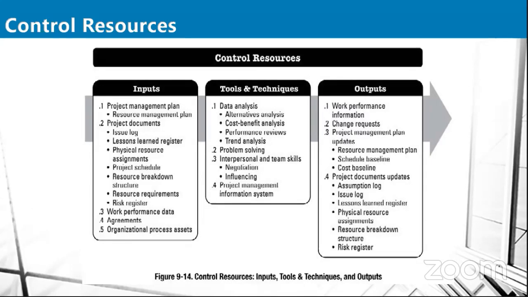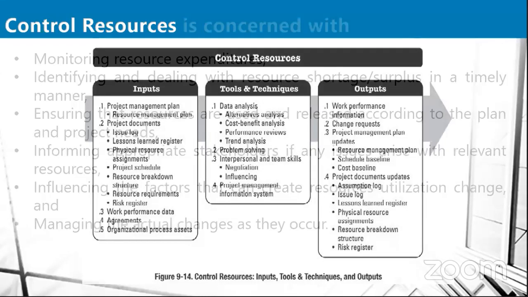The output, you should be able to have work performance information from your team. Now, you should be able to have work performance information because you're already working. You should be able to check their performance. Then if you have a change request, you want to update the scope, somewhat there's an addition to the project, consider that also. Project management plans and updates, the project documents updates and all that. We have looked at most of them.